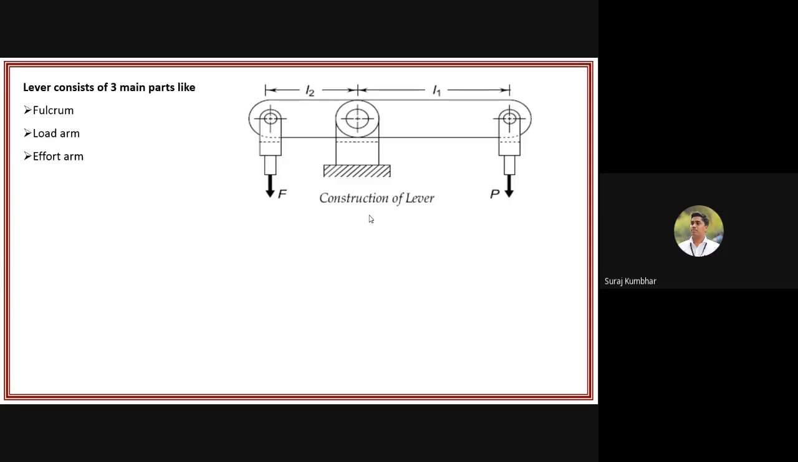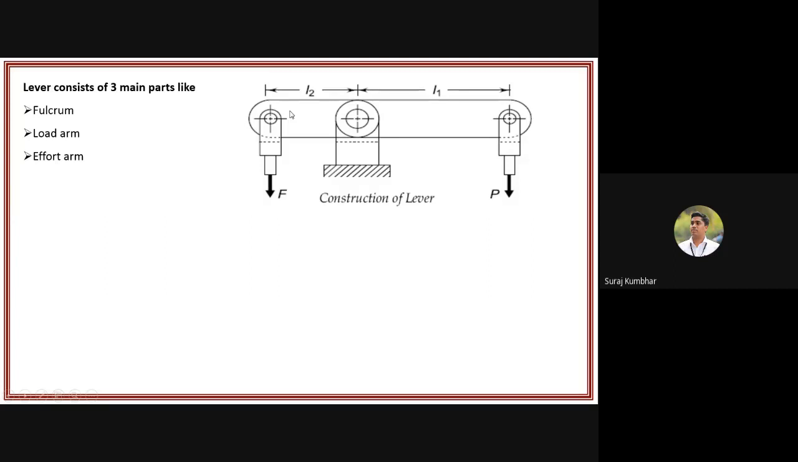Yes, please. So P denotes effort, F denotes load, and at the center there is a fulcrum. L1 is the effort arm and L2 is the load arm. Why is L1 the effort arm? Because it is the perpendicular distance from the effort applied on the lever. And L2 is the load arm. Why? Because the distance is taken from the load up to the middle of the fulcrum. This is L1 and L2.